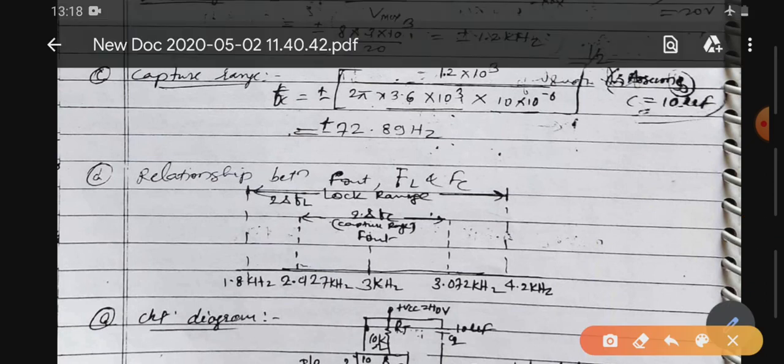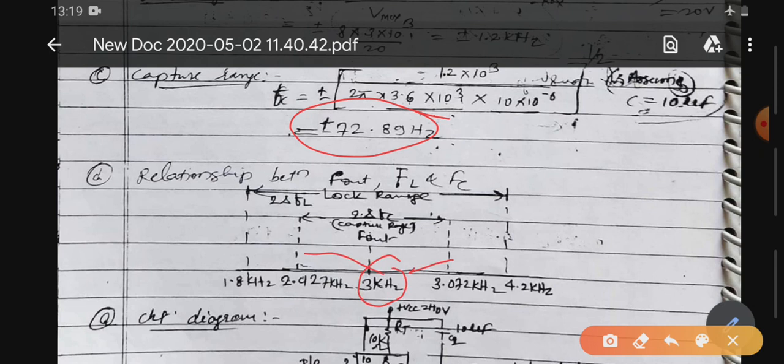When we add 72.89 hertz to this 3 kilohertz center frequency, you will get the higher edge of this capture range as 3.072 kilohertz. Similarly, since we have calculated plus minus, we have to subtract it, then you will get 2.927 kilohertz. So you will get two values, one positive and one negative, because we got this answer as plus minus 72.89 hertz. So the value that comes from adding will be the upper edge, and the value from subtracting will be the lower edge of the capture range.